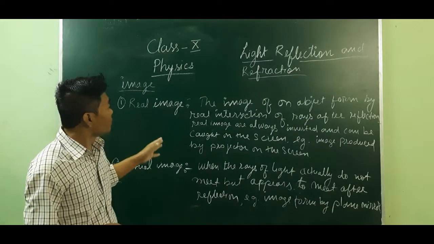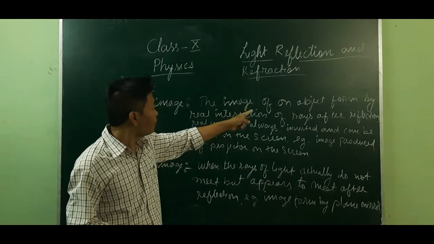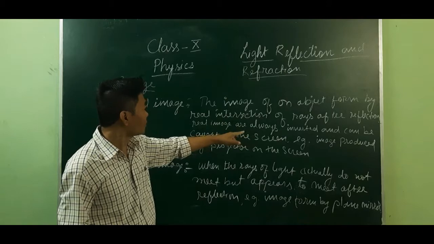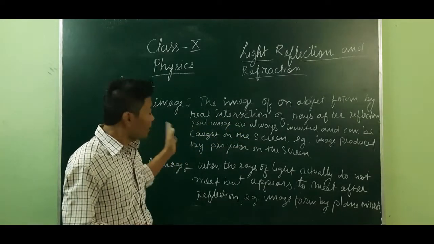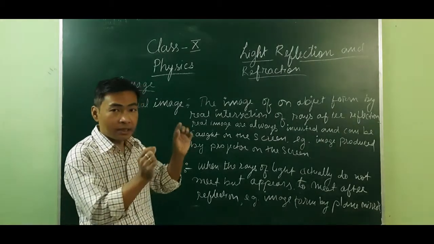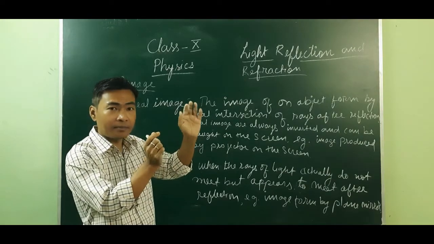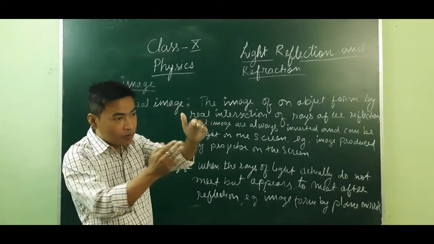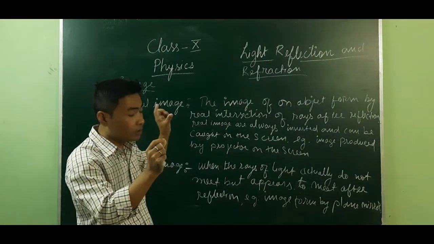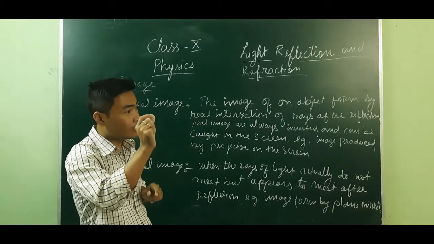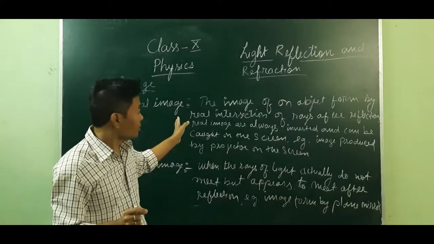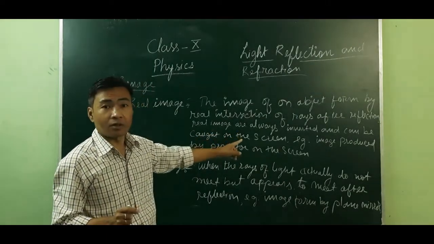What is a real image? The image of an object formed by the real intersections of rays after reflection. Okay, that type of image form is known as the real image. It means the two rays come from the object, and by some means or some device they come together and intersect at a point. That point where these two rays after reflection meet is the image of that object, and that image is called the real image. And real images are always inverted.